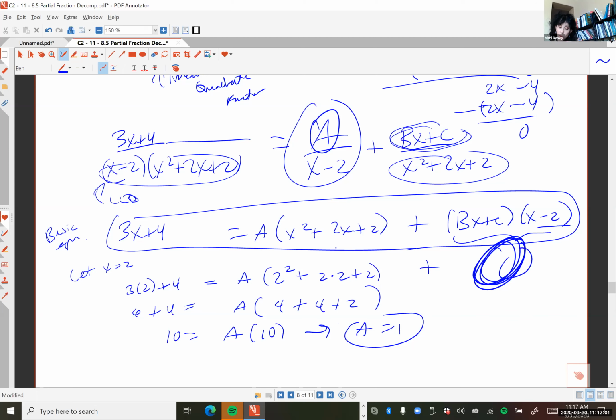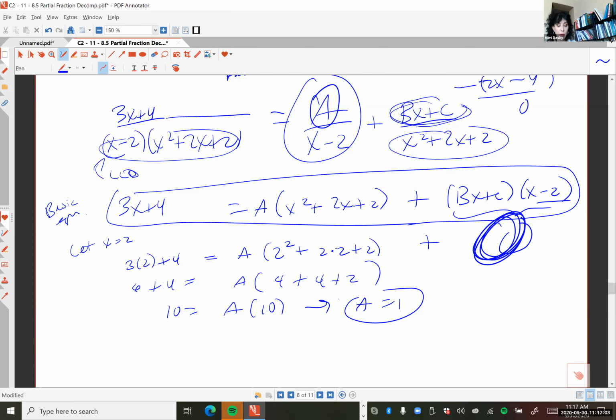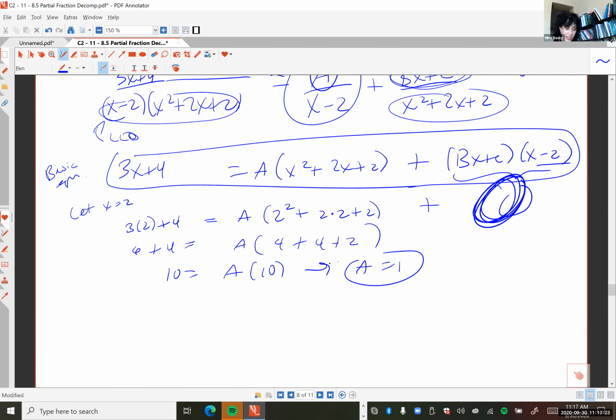Now what? Well, there's a couple ways to go about this. If you want, you can do that technique where you pick two different values for x, and a is 1, of course, and you get two different equations with two unknowns, b and c. That will work. I hate that way. I'm going to show you my personal favorite way. Listen up. It's called the equate coefficients technique.